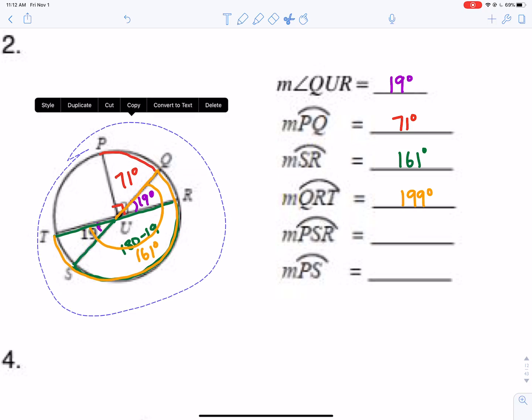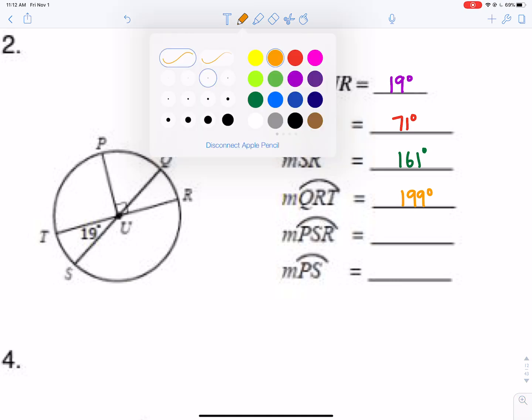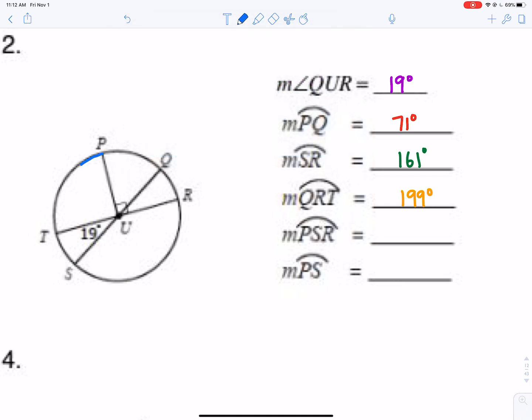So let me erase what I've got to clear that up some. So from P to S to R, that actually covers everything except for the 90 degrees. It kind of looks like Pac-Man right there. So 360 degrees minus 90 degrees would just leave us with 270 degrees for that one.